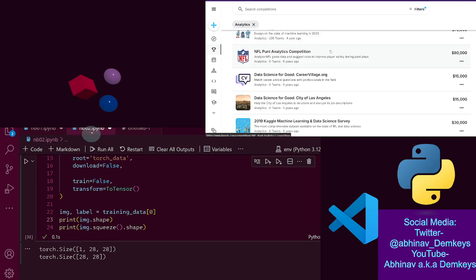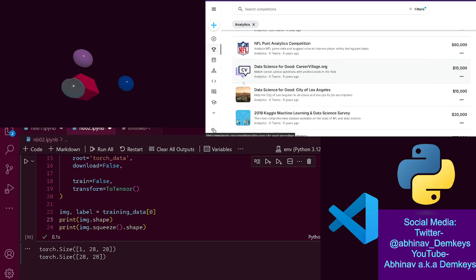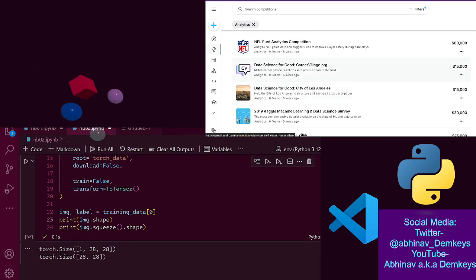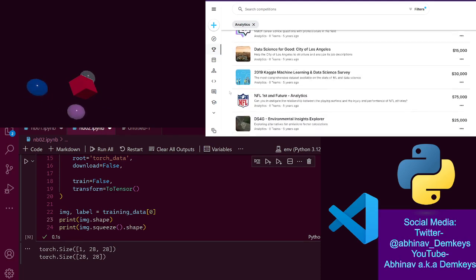Is there anything ongoing here? Actually, here it doesn't need to be ongoing. Here it can just be like, okay, match career advice questions with professionals in the field. Data science for good, City of Los Angeles. Help the city of Los Angeles to structure and analyze its job descriptions. Okay.